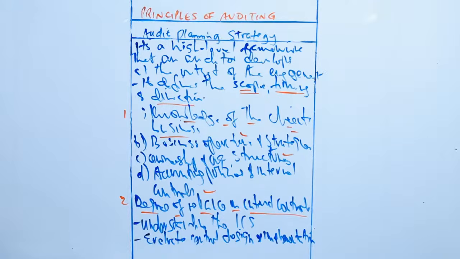Now the third aspect, before reliance on internal controls, is testing controls. The auditor has to do what we call testing.